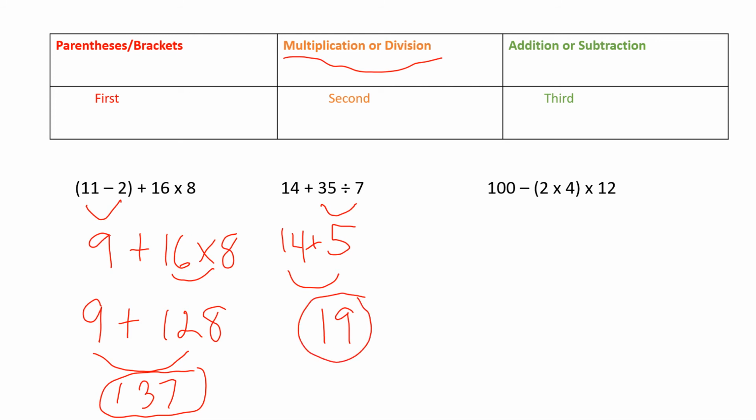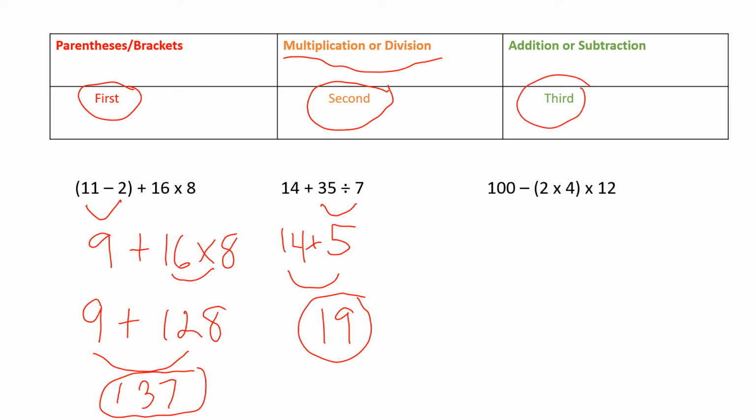If the students make a mistake and start with addition, they will get 49 divided by 7, which would be 7. So some students will miss the problem and get 7 for the answer instead of 19 if they do the expression in the wrong order. It's very important to emphasize parentheses and brackets come first. All of the multiplication or division comes second from left to right, and all of the addition or subtraction comes third from left to right.